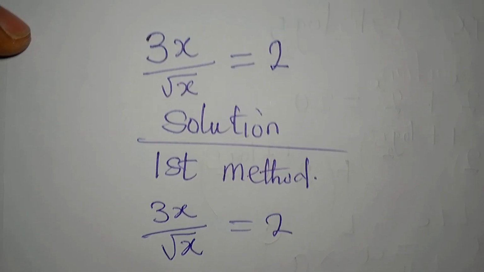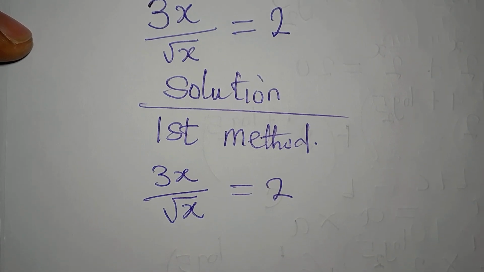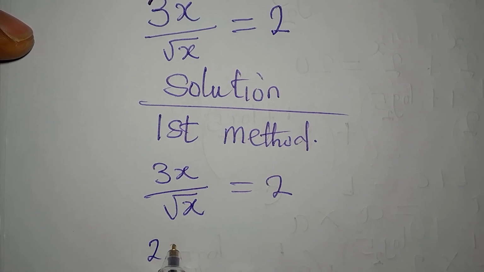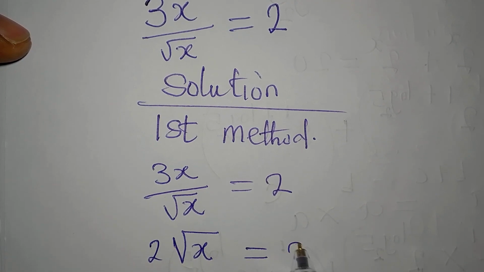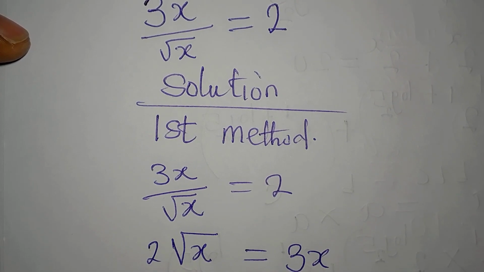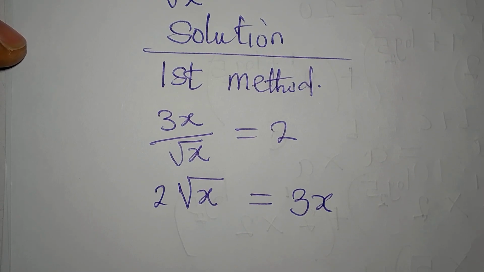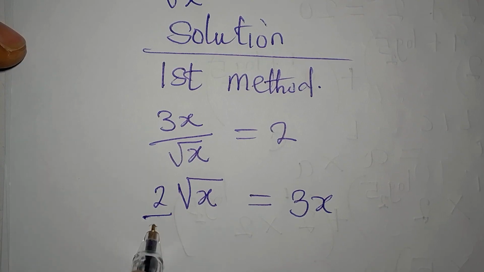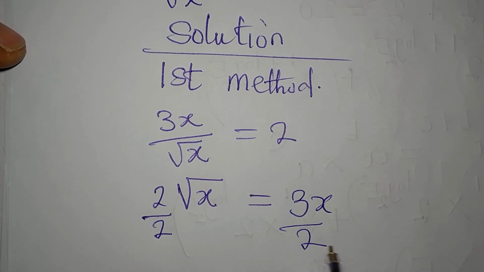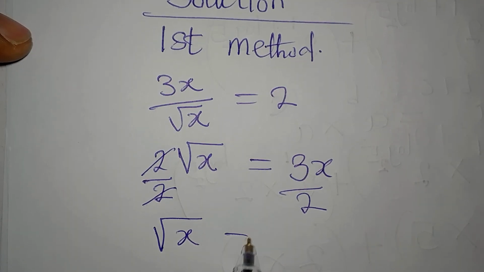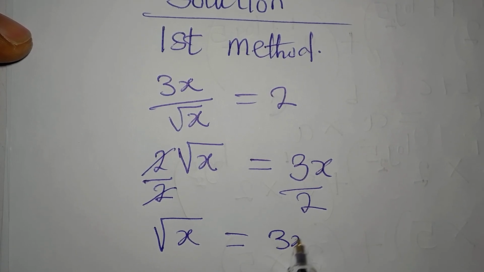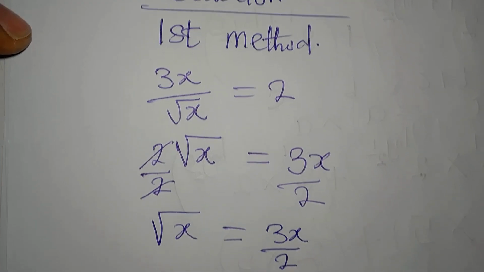Now what I would do here is to cross multiply so that we have 2 root x, and that will be equal to 3x times 1, and that is 3x. Now guess what I will do? Square both sides, right? But before I square both sides, I can even remove 2 from here as I divide both sides by 2. Then I'll have square root of x to be equal to 3x over 2.